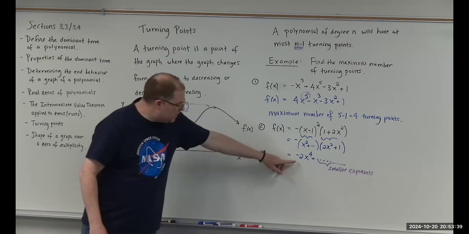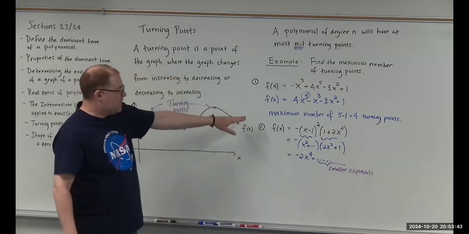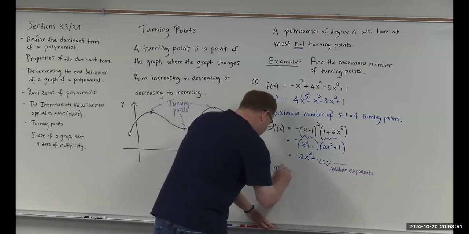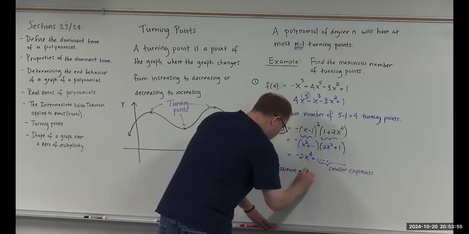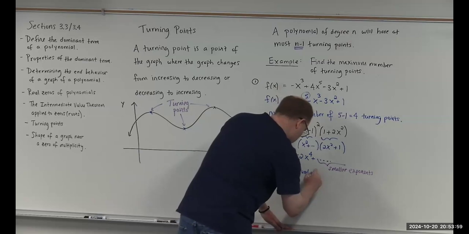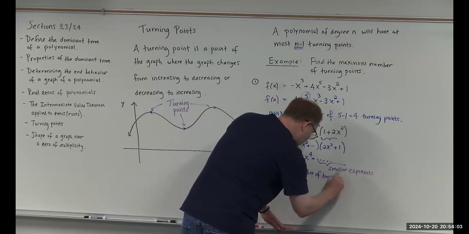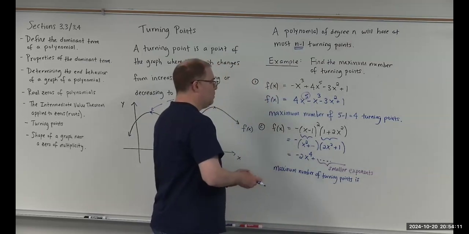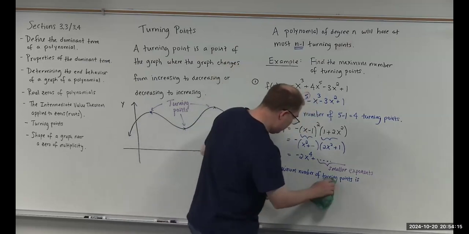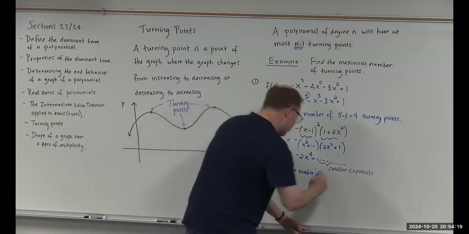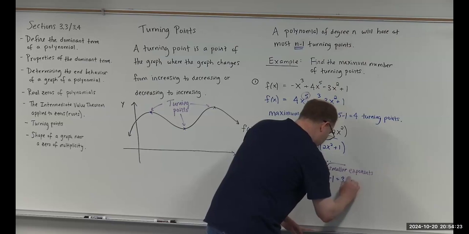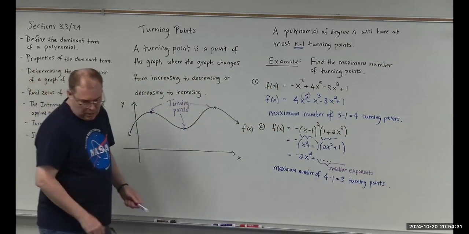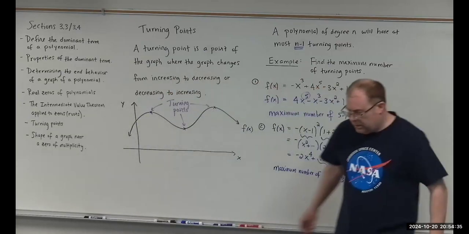So based on this result here, we know that there's going to be a maximum number of 4 minus 1, in other words, 3 turning points. Maximum number of 4 minus 1, 3 turning points. Okay, there we go. That's a little bit crooked there, but hopefully you get the idea.